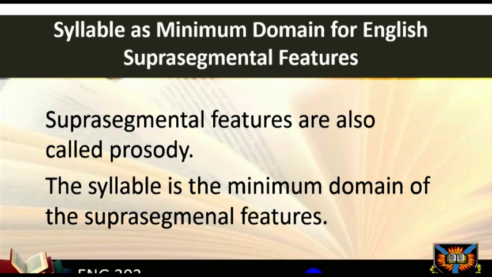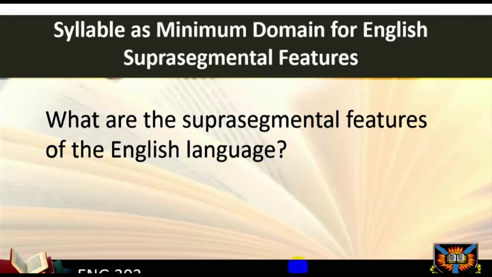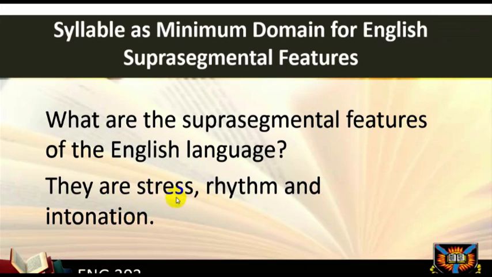What are the suprasegmental features of the English language? They are stress, rhythm, and intonation. It is known that mother tongue speakers of languages naturally know what constitutes a syllable in that language. They may not be able to explain the term, but if you give them some words to break into small units that they could pronounce with a brief effort, it will be easy for them to do it.